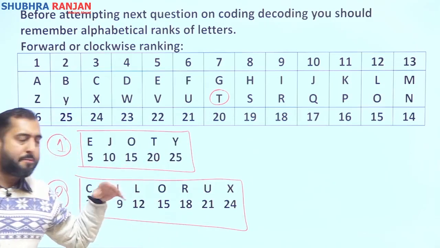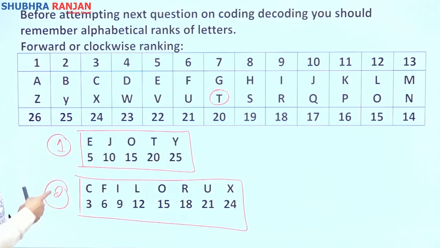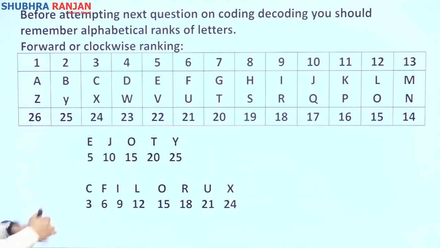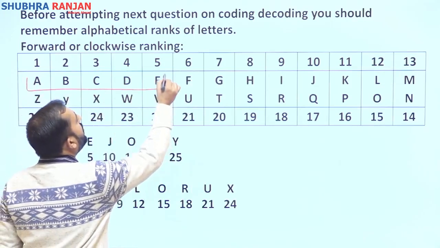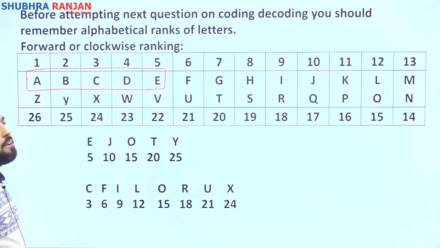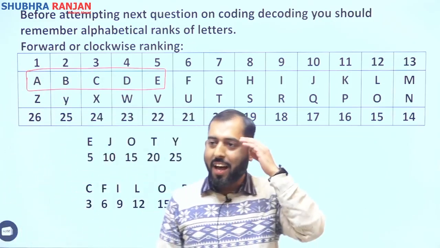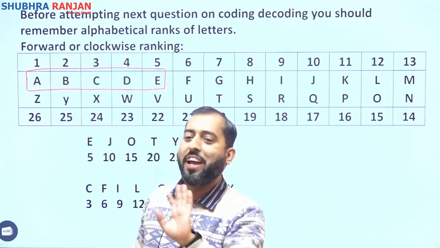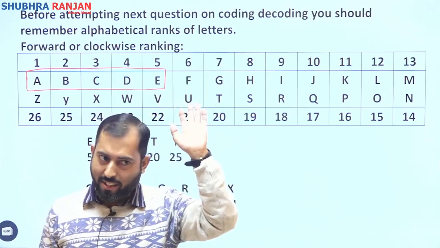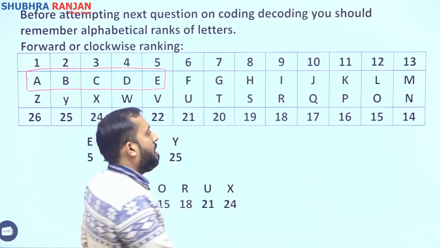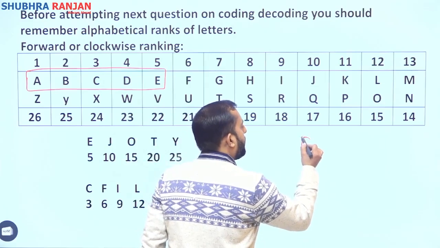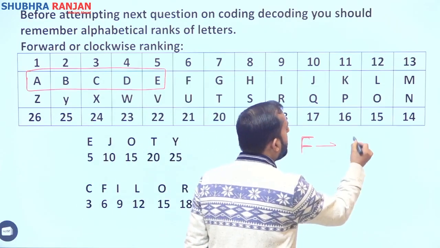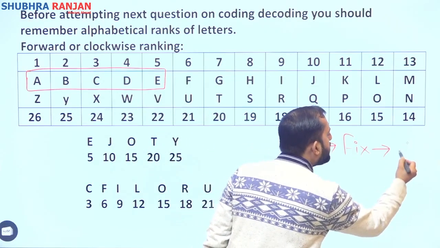Another way is, I have developed some more shortcuts. Now, I don't think you need any shortcut to remember the ranking of the first five letters in forward order. Anyone, under any time pressure, can recall that positioning. Rank of A is 1, rank of B is 2, C, D, E, and so on. Now let's talk about F, how to remember its position. From F we can develop the word fix, and this word rhymes with 6.